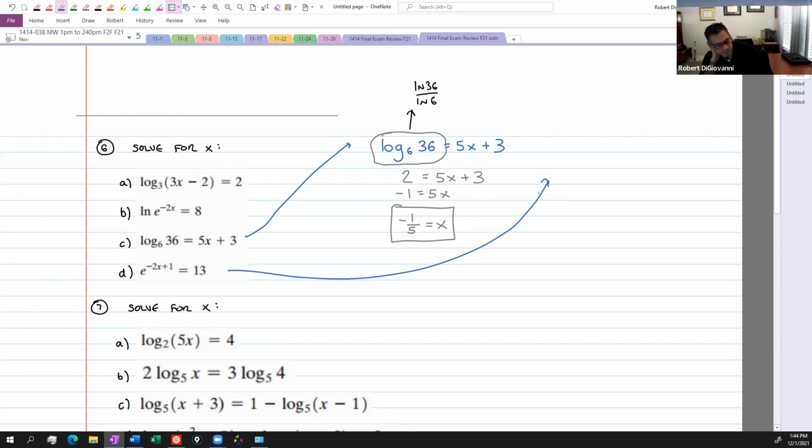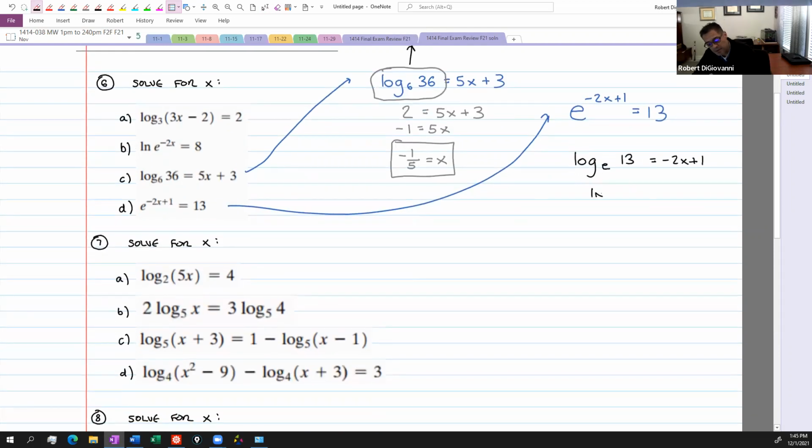This one right here. Okay, so we want to solve e to the negative 2x plus 1 equals 13. There's nothing that I can do here. I can't rewrite 13 as e to some power or anything like that. So I'm going to have to go to the log here. I'm going to write log base e, then on the right side, I'm going to put the power negative 2x plus 1, and here I'm going to put 13. And then just remember what log base e is. Log base e is actually the natural log. So I'm just doing natural log of 13 equals negative 2x plus 1.